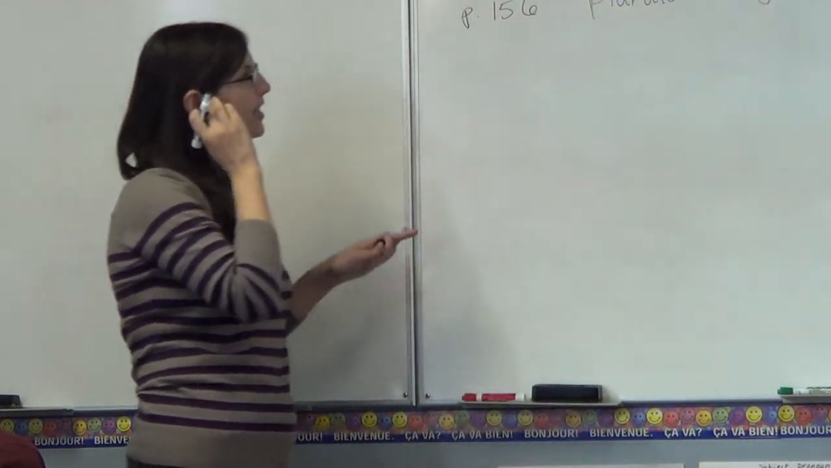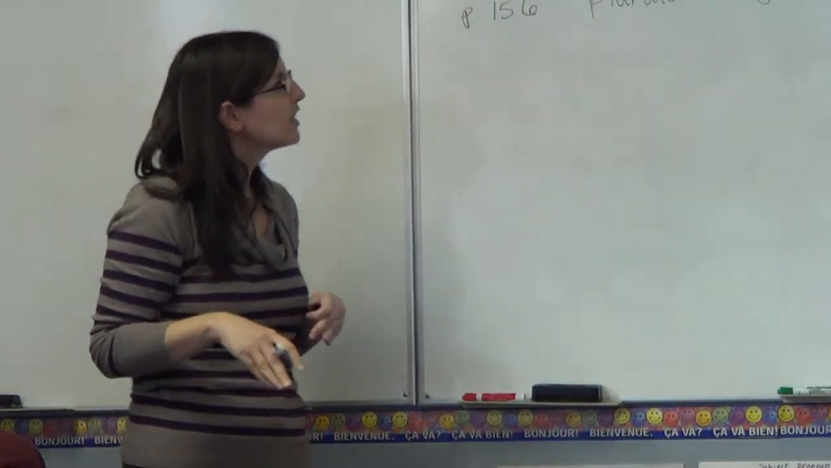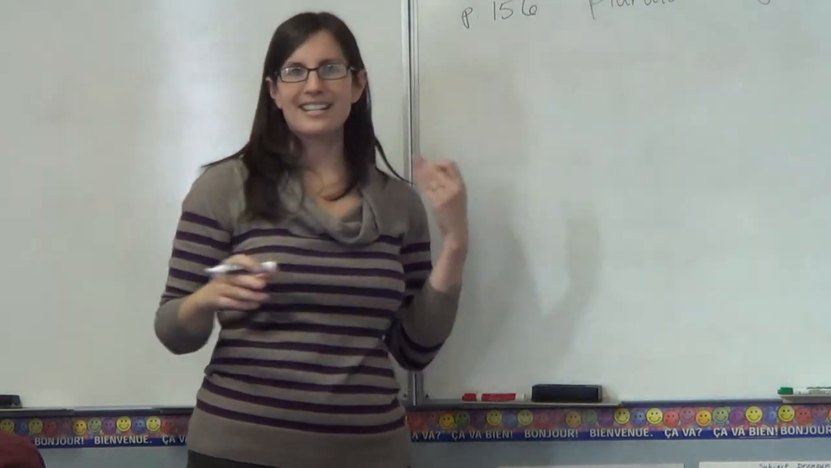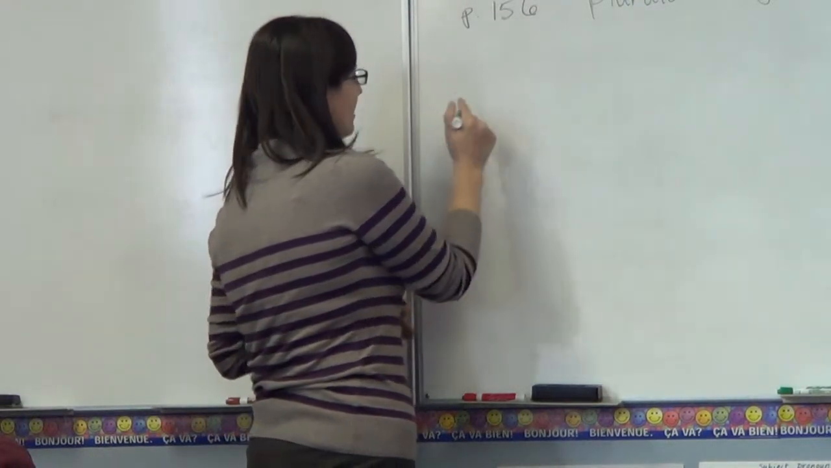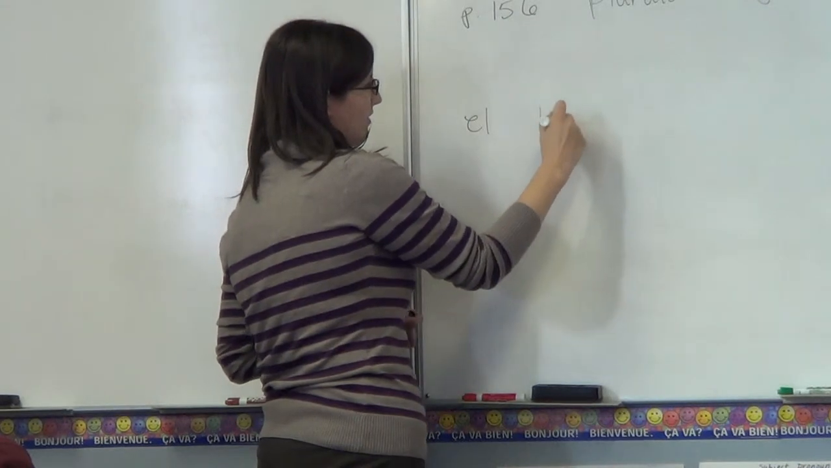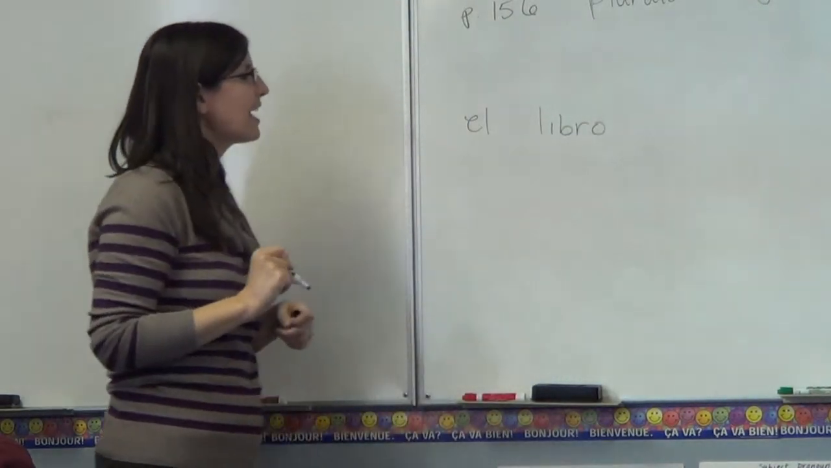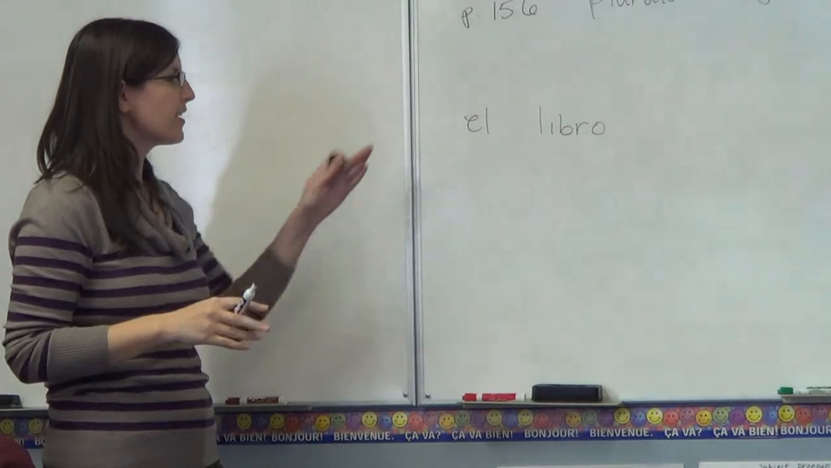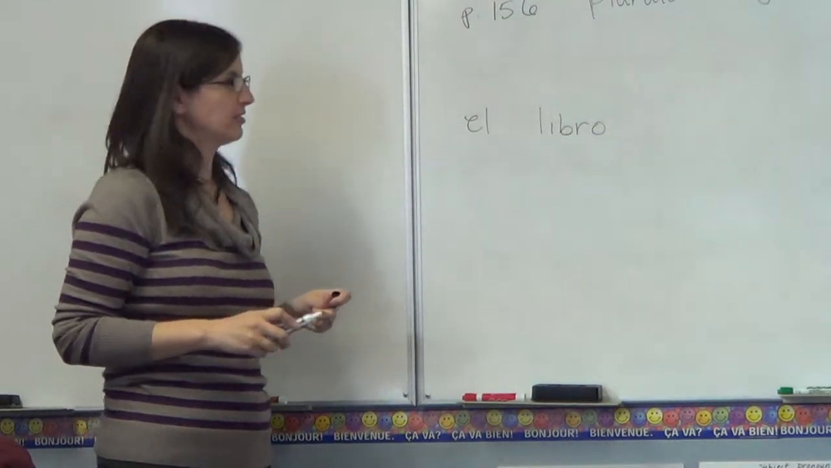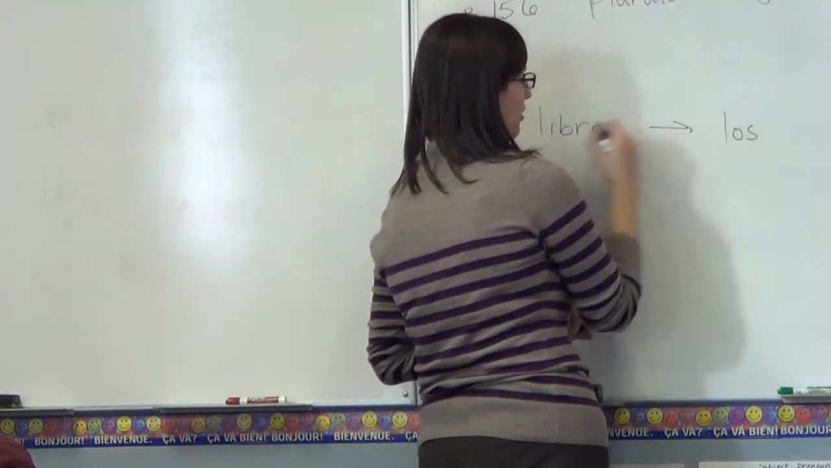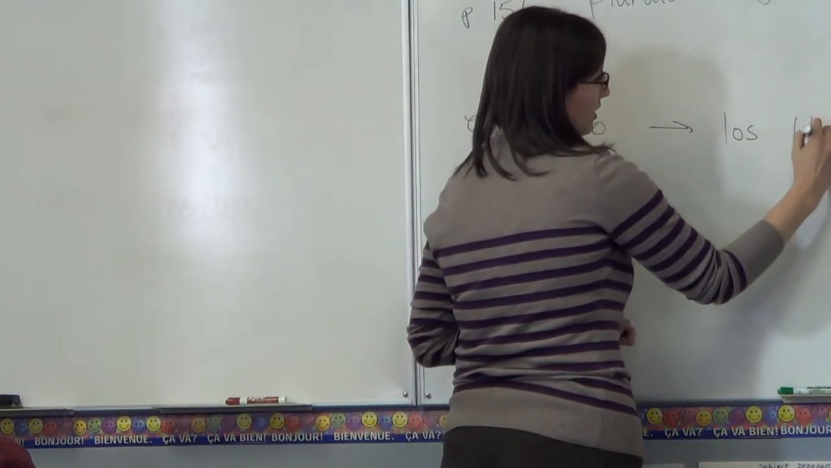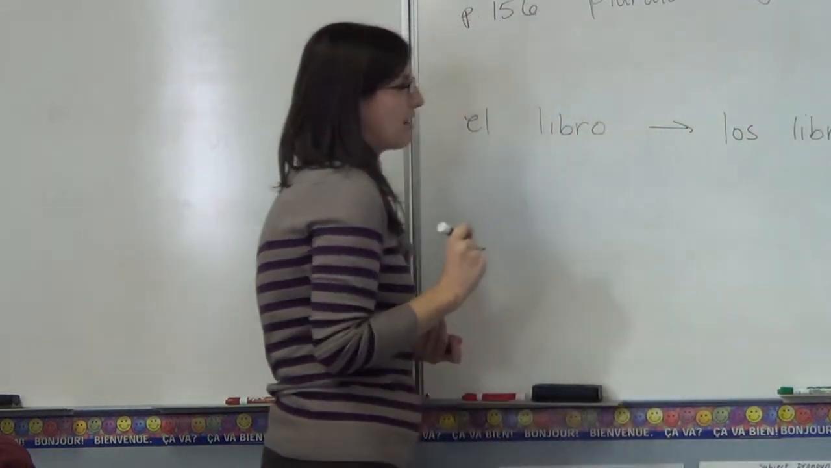So before we talk about how to make adjectives plural, this kind of connects into making nouns themselves plural. So if we have a noun that's masculine singular, like el libro, how do we make this noun plural? Los libros. Right, so we've got to change both the article itself and also the noun. And so we'll just add on an S.